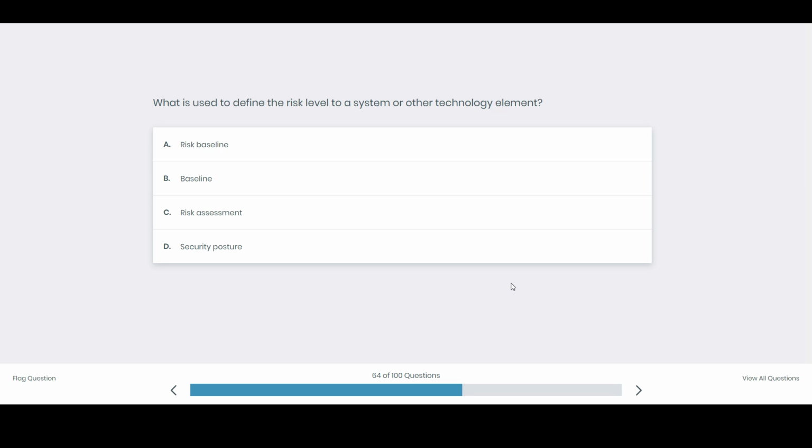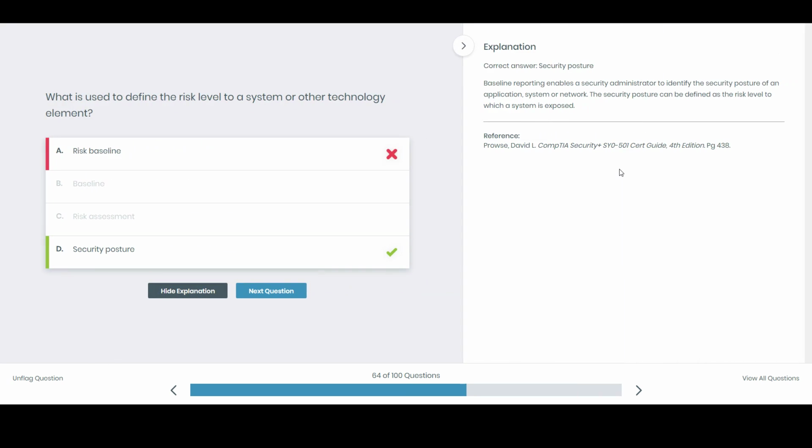Question 64. What is used to define the risk level to a system or other technology element? Oh, shoot. This is another hard question. Let's try this one: security posture. Wow, I didn't know this one either. Security posture. Why? Because baseline reporting enables the security administrator to identify the security posture of an application, system, or network. The security posture can be defined as the risk level to which the system is exposed. Okay, gotcha.